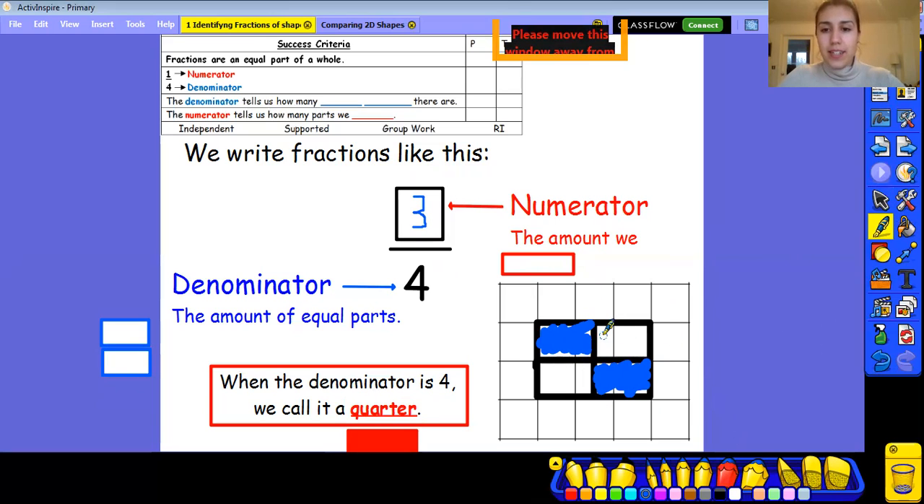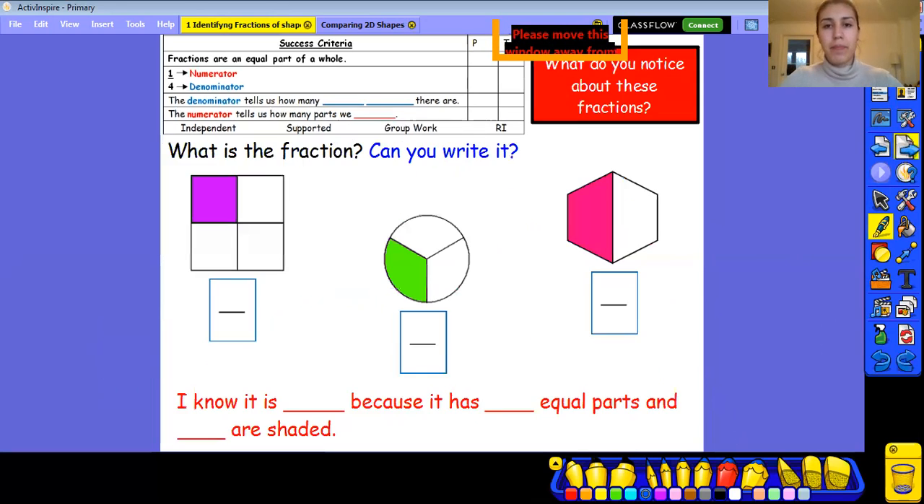Well done if you said that we need to shade another one of our parts. Does it matter which other one I shade? No, because they're all equal. I could do this one or I could do this one. There you go. So now 3/4 of my whole is shaded.